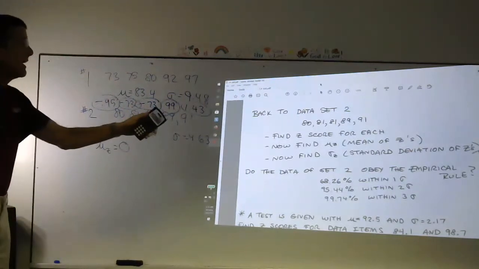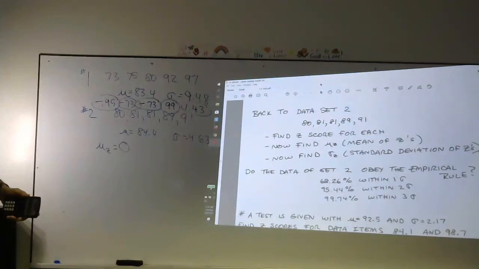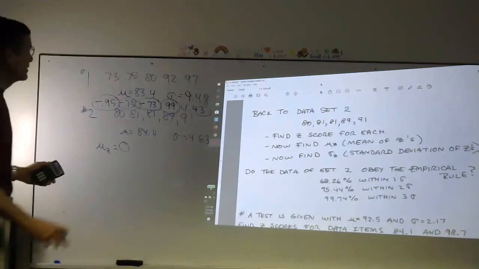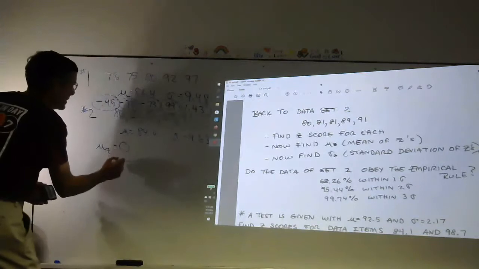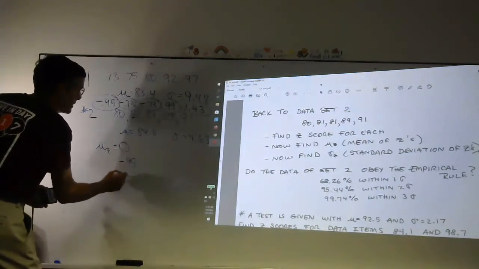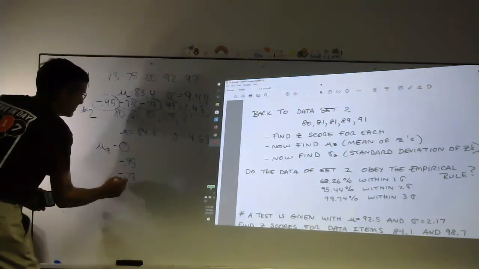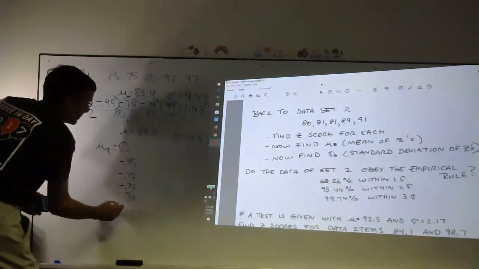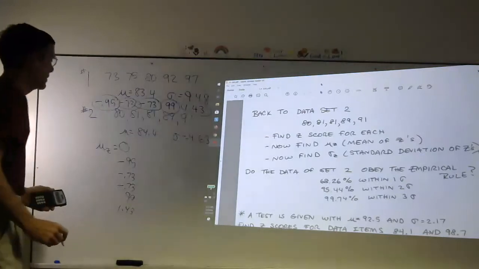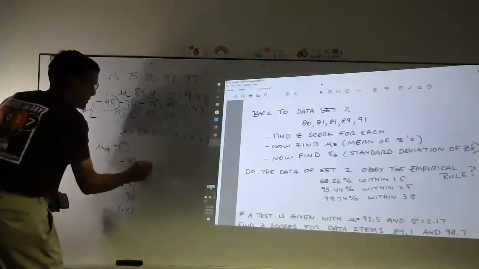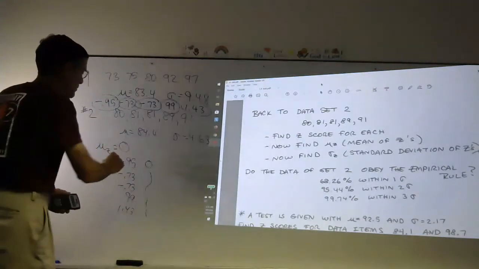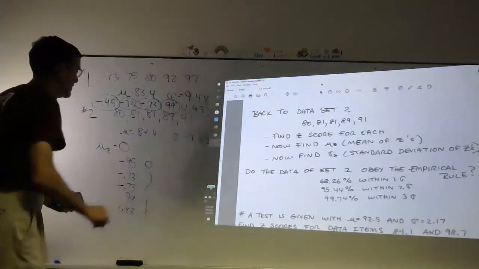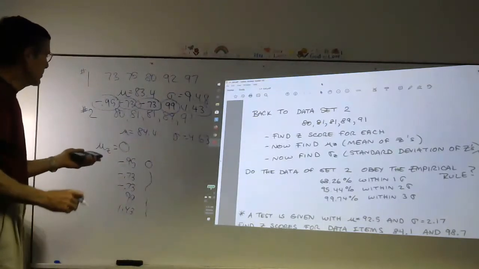All right. Now let's find the standard deviation of the z-scores. Here's your data: negative 0.95, negative 0.73, negative 0.73, 0.99, 1.43. We know our mean is 0 the whole way down. So the distance, this minus that, is negative 0.95.